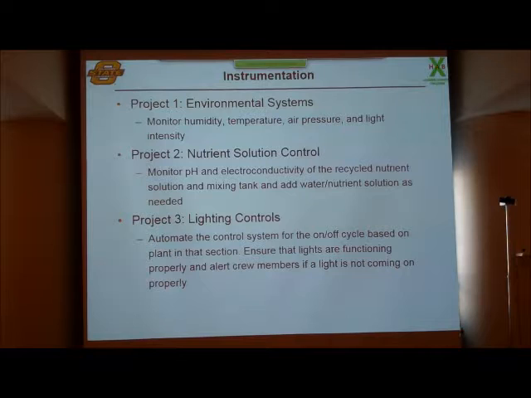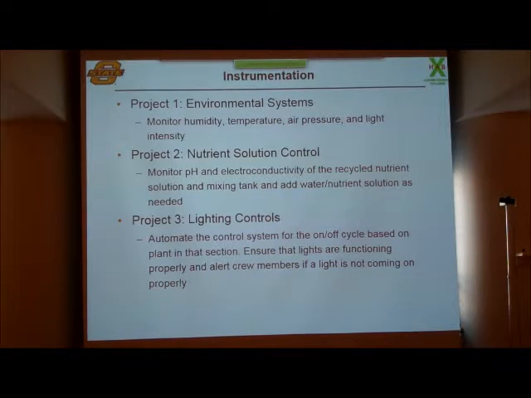So in conjunction with our BAE 3023 Instrumentation and Controls class, which is taught by Dr. Wong, we have three projects that her students will be working on. In the first project, students will work on monitoring humidity, temperature, air pressure, and light intensity. They'll be measuring the values in the wing and then printing them back to a graphical interface, as well as recording the data so we can review it later.